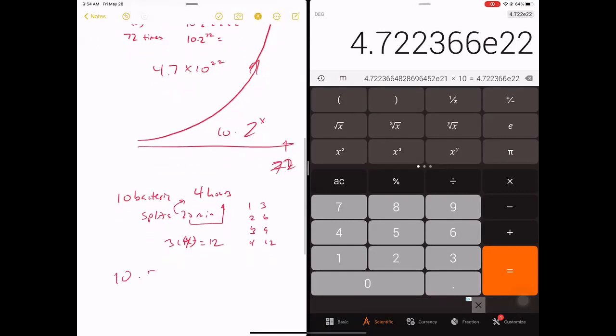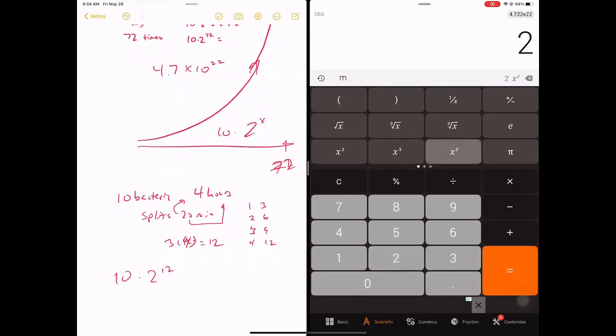10 times 2 to the 12th power. 2 to the 12th power times 10. From 10, we went to 40,960 bacteria.